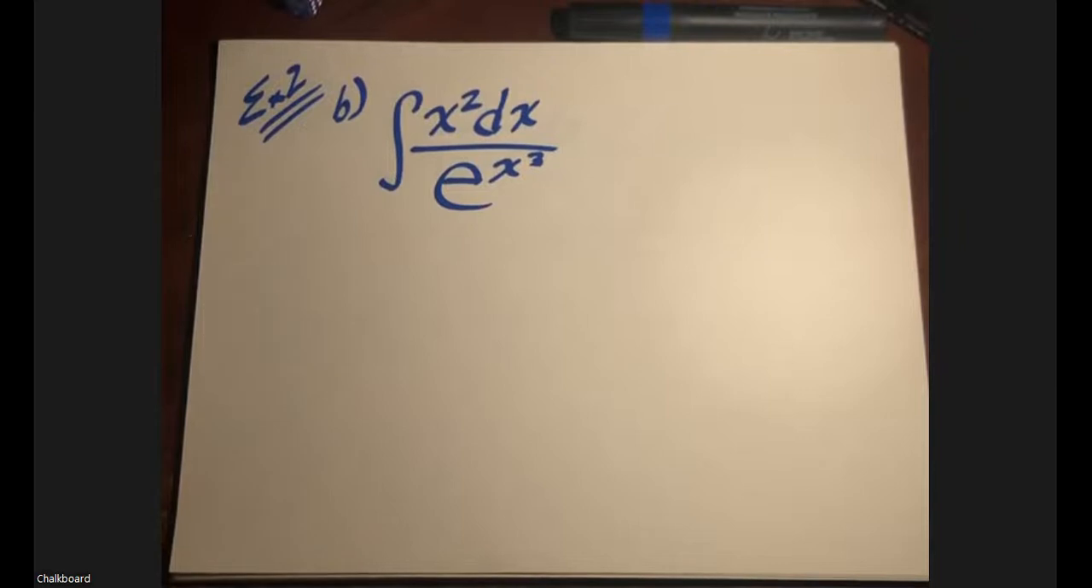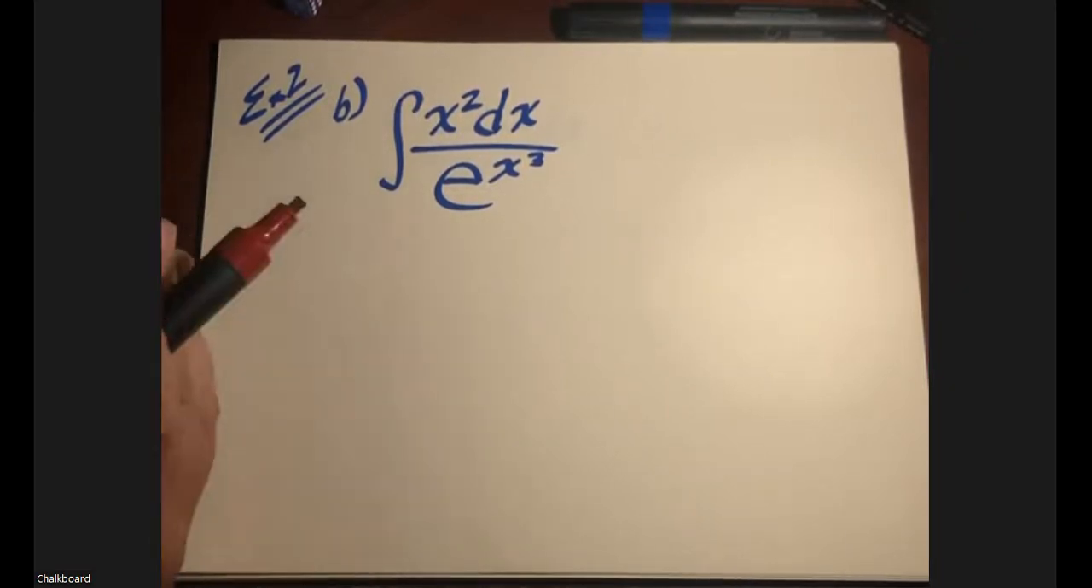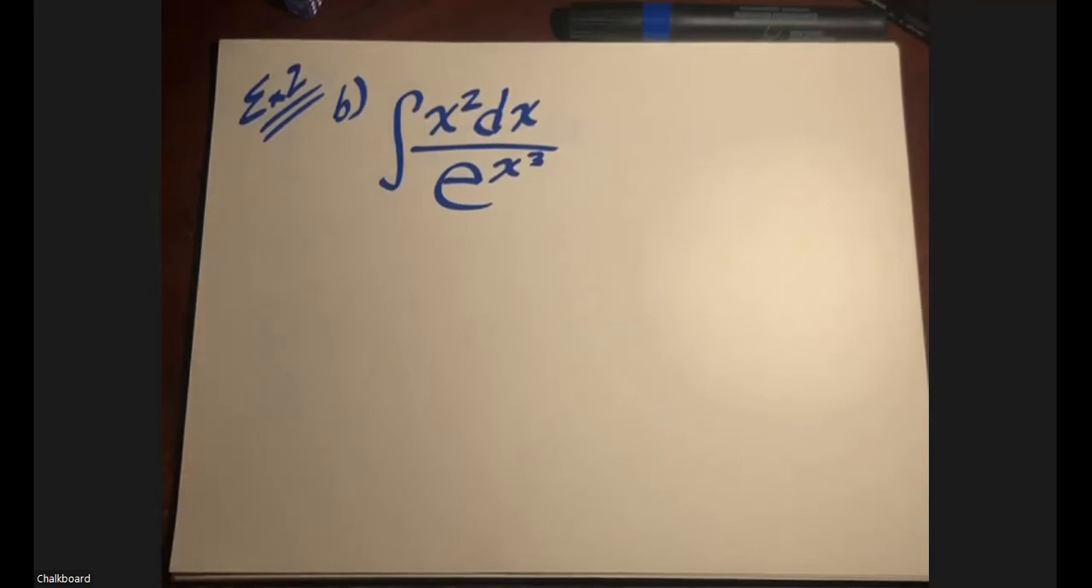I kind of don't see 2x anywhere. What if I let u equal x cubed, like the exponent of e? Well, the derivative is going to be 3x squared, and I do see x squared there. And after you think about it a little bit, you might come up with the scheme that maybe u should equal x cubed. Follow through with it and see if it works. That's the trial and error of these kinds of questions.